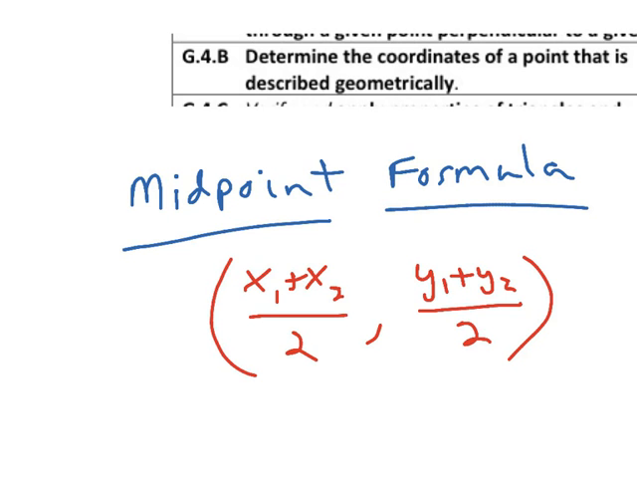This is G4B. Determine the coordinates of a point that is described geometrically. When you take the end of course assessment for geometry, you will have a formula sheet. And inside the app, I have included a link to that formula sheet so you can view it as well.